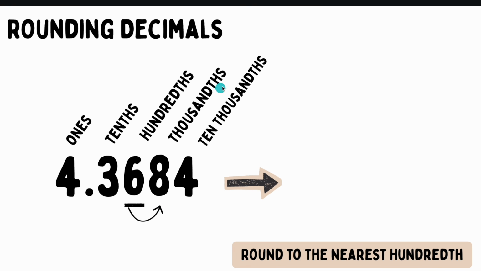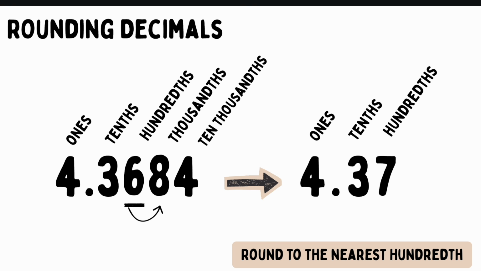If the digit in the thousandths place is 5 or greater, we will go up by 1/100th. We notice that 8 is 5 or greater, so the digit in the hundredths place will go up by 1/100th. So we will write 4.37 or 4 and 37 hundredths. 4.3684 rounded to the nearest hundredth is 4.37 or 4 and 37 hundredths.